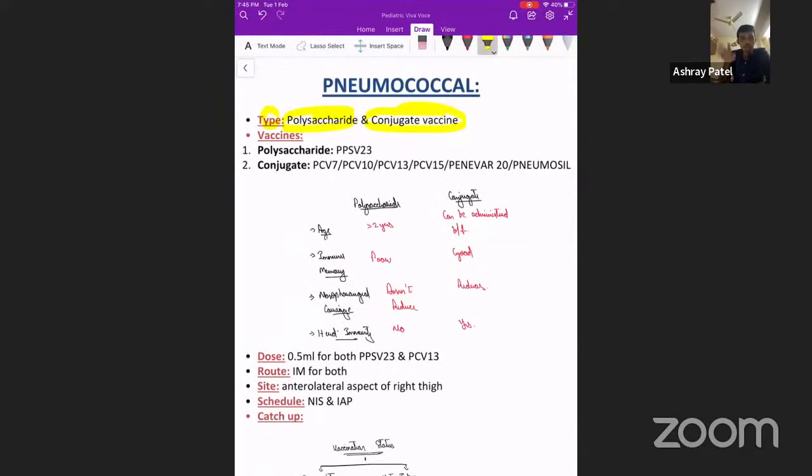What are the types of pneumococcal vaccine? It is the polysaccharide vaccine and the conjugate vaccine. Fine. Now, what are the vaccines that are available? If it's the polysaccharide vaccine, then it is PPSV23. Okay. 23 PPS strains are present. PPSV23. Conjugate vaccines, different types are available. 7 strain, 10 strains. Then the one containing 13 strains. One containing 15 strains or 20 strains, and the most recent one being Pneumosil. Fine. So these are the conjugate vaccines that are available.